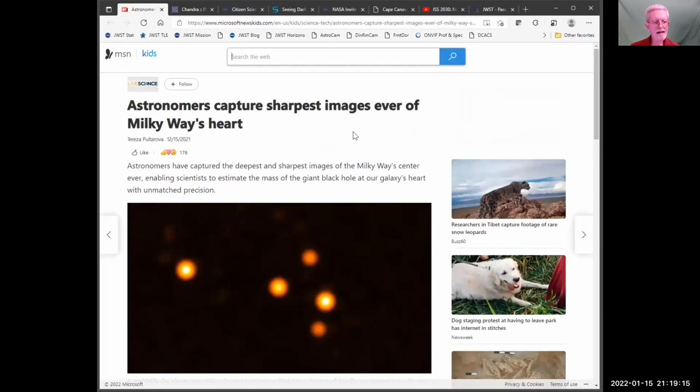Cool. Okay, and as they apt to say, astronomers capture the sharpest image ever of the heart of the Milky Way, and what they're really capturing is a handful of stars that are very rapidly orbiting Sagittarius A star, which is the black hole at the center of the Milky Way galaxy. And the way they can do this is they have 4 very large reflector telescopes in Chile and South America, and they're called the VLT, the Very Large Telescope. And they have an optical interferometer that merges all 4 images into one.